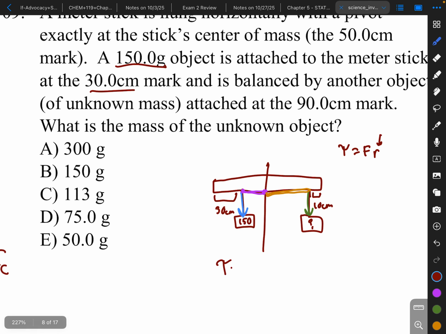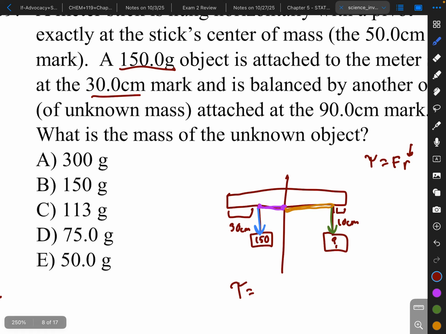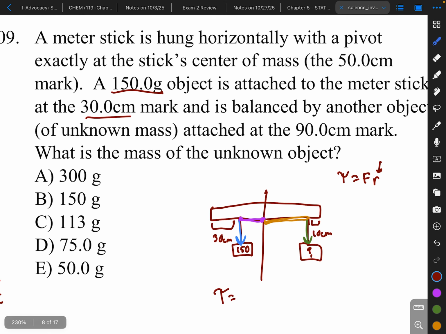So let's calculate the torque for the first object. We know the force. What is the force, first of all? We know the object weighs 150 grams. Weight equals mass times the acceleration due to gravity. And remember, mass is standardized in kilograms, not grams. It's the only exception to the rule that everything has to be without any prefix. Most people use kilograms in physics for mass. So that's 0.15 times 9.8.